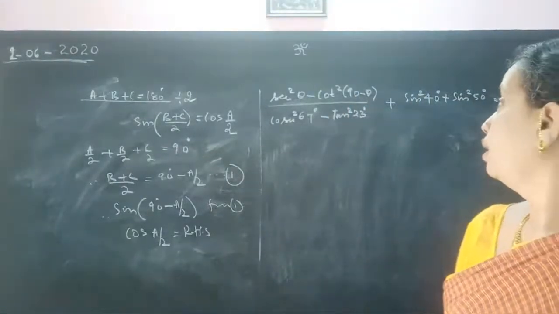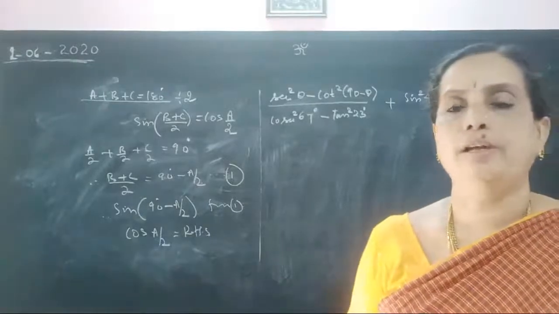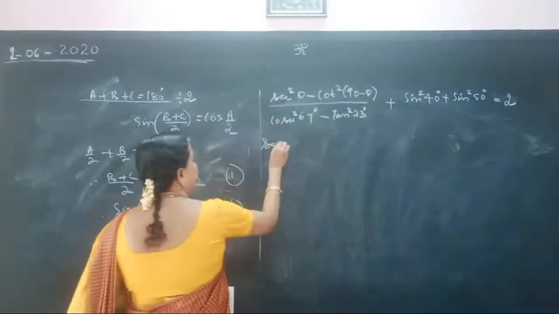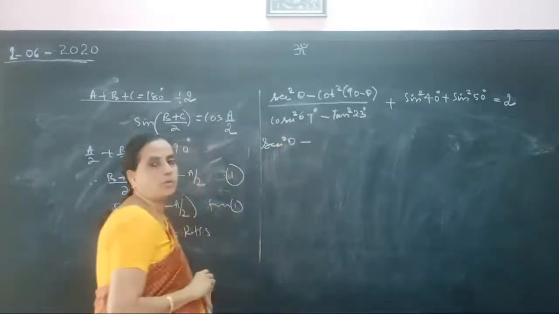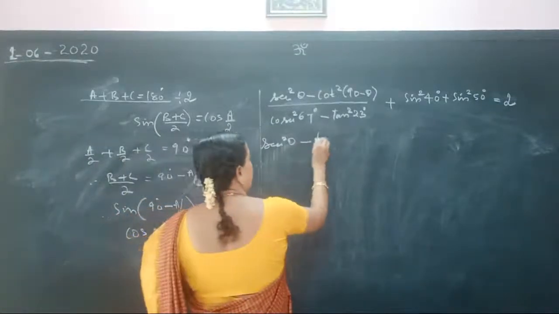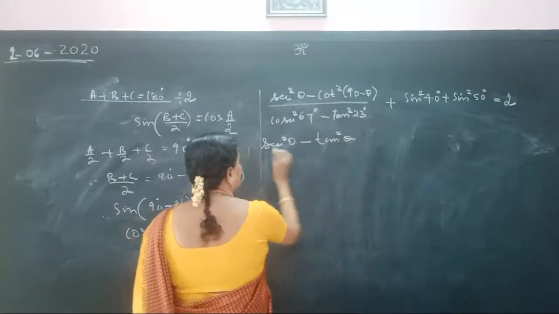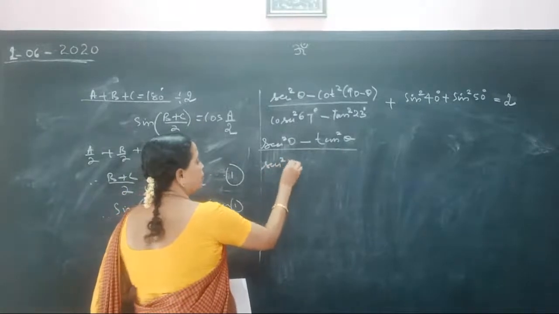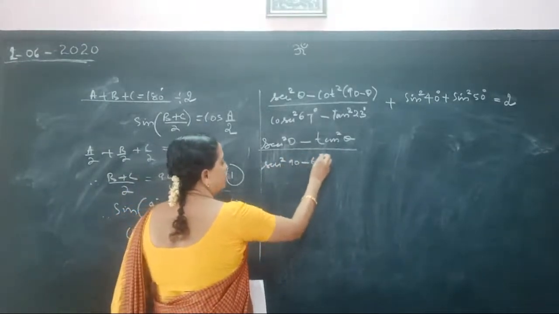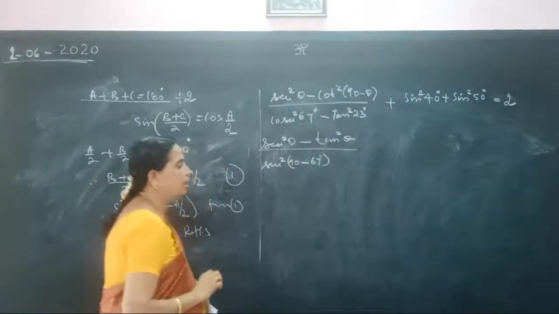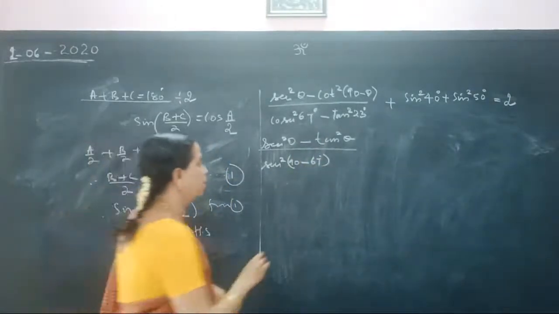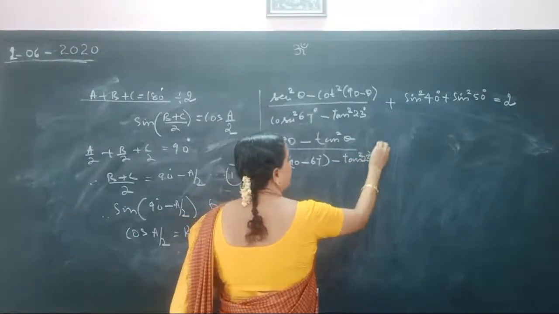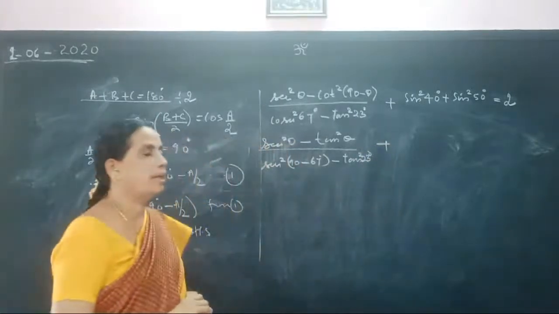So we can write cot square 90 minus theta. What is cot square 90 minus theta? It is tan square theta. Secant square theta minus cot square 90 minus theta is tan square theta. By, we can write cosecant square theta as secant square 90 minus theta. Theta in the sense here it is 67 degree. Secant square 90 minus theta minus tan square 23 degree plus sin square 40, sin square 50.